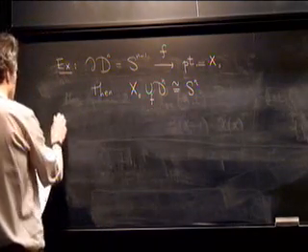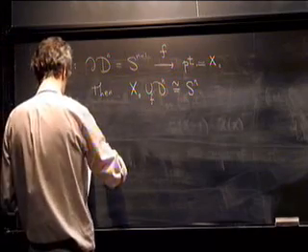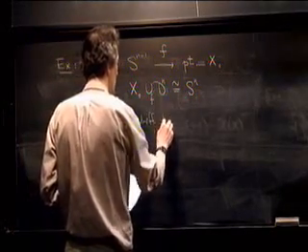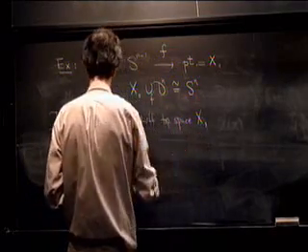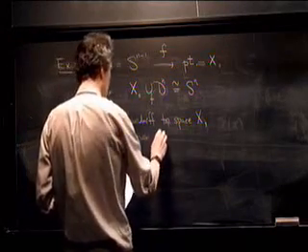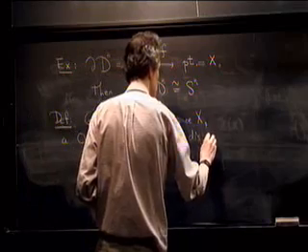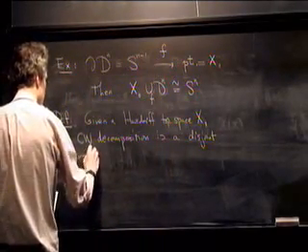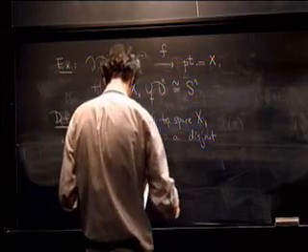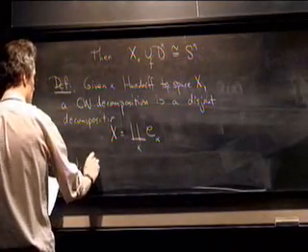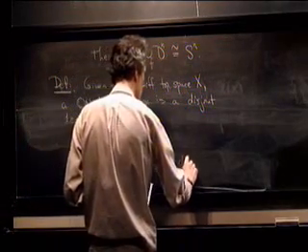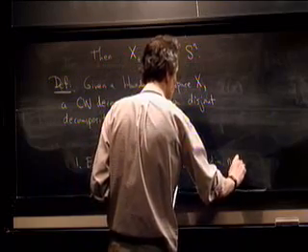All right, so the definition is that, given a Hausdorff topological space X, a CW decomposition is a disjoint decomposition: X is the disjoint union of E_alpha, where each E_alpha is an open cell of dimension n_alpha greater than or equal to 0.